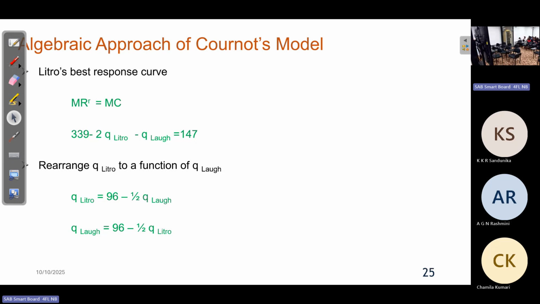Now this happens like this. Let's suppose firm 2 produces 50. So what should Q1 produce? If Q2 is 50, then half of 50 is 25, and cutting 25 gives 71. So Q1 should produce 71.